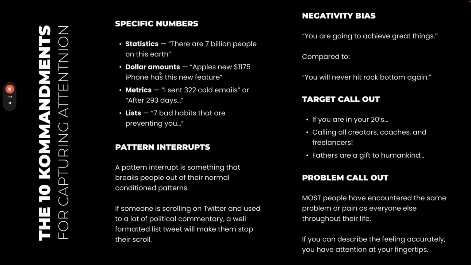You see these everywhere, right? It's like 7 bad habits that are preventing you from this, 5 tools that you can use for building a course, statistics, there are 7 billion people on this earth, dollar amounts, Apple's new $1,175 iPhone. The thing here is that they didn't have to use a number for this one, right? Apple's new $1,175 iPhone. The point behind specific numbers is that it's a pattern interrupt in normal text.